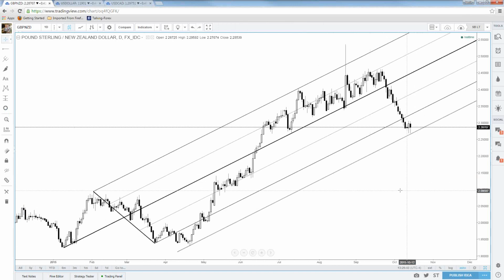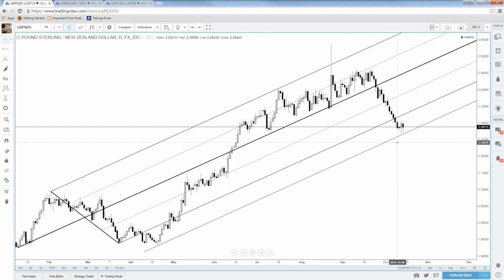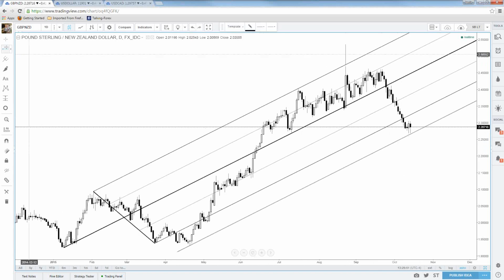But this thing's at support. Nothing, no other way to put it. This is support for pound Kiwi. Okay. Does it slip a little lower maybe and tag this 2630 region, which is the low from June, maybe? I don't even have it on there, do I? Here we go. Right there. It's right on it. So, I mean, this is support, okay?